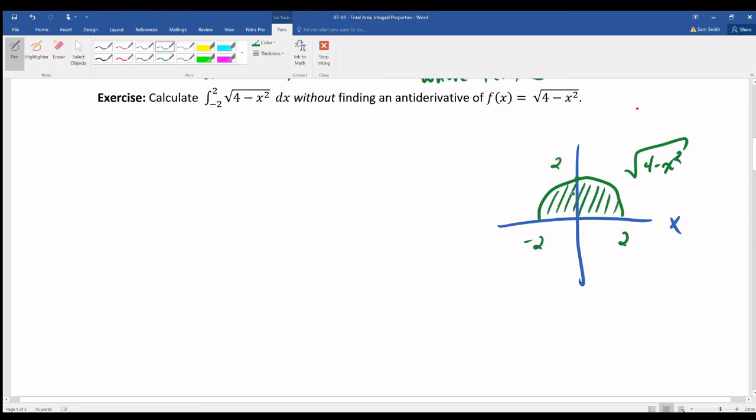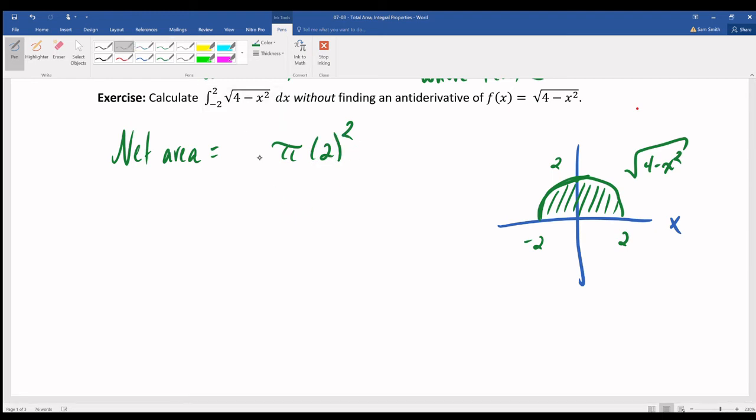Because this graph is an upper semicircle, we can use a high school geometry formula to get the area under this graph. The net area would be, the entire circle would be pi times the radius squared, but since we only have the upper half of the circle, I would cut the result by 2. Therefore, the net area is 2 pi.